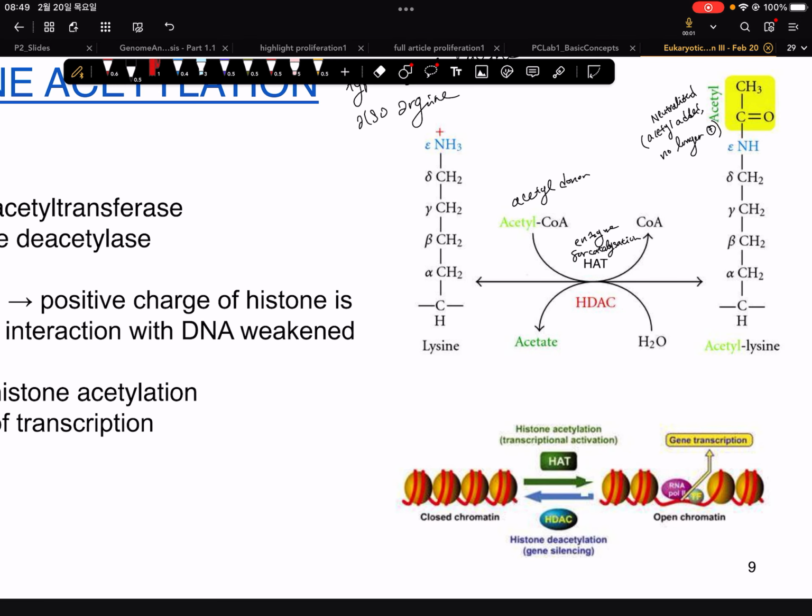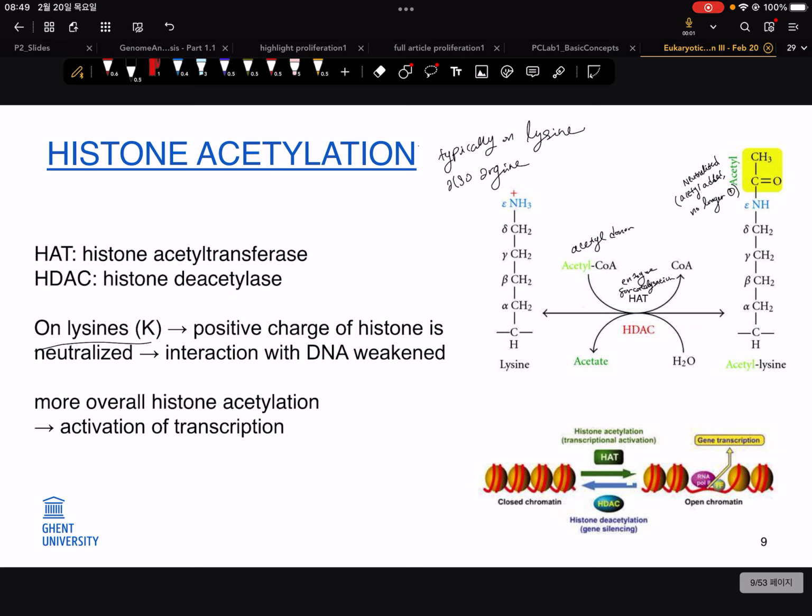So the more histone acetylation there is, the weaker the interaction between DNA and the histones, leading to an open, more euchromatin state, activation of transcription. So we see a clear correlation between more histone acetylation and transcription. This correlation is quite universal. So we see it very often that acetylation activates gene expression.